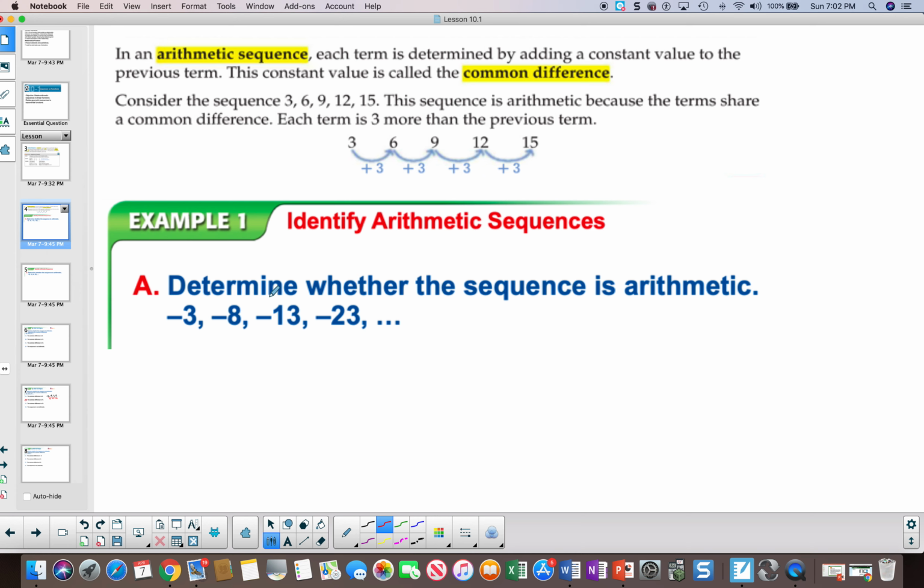Let's take a look and decide whether this sequence is arithmetic. So what I want to do is find out what it takes to go from -3 to -8, and I would have to be subtracting a 5, or you can say adding a -5. And to go from -8 to -5, I would be subtracting a 5. And going from here to here, I would be subtracting a 10. Now, in order for it to be arithmetic, it would have to be subtracting the same number. So the answer is no. The sequence is not arithmetic.